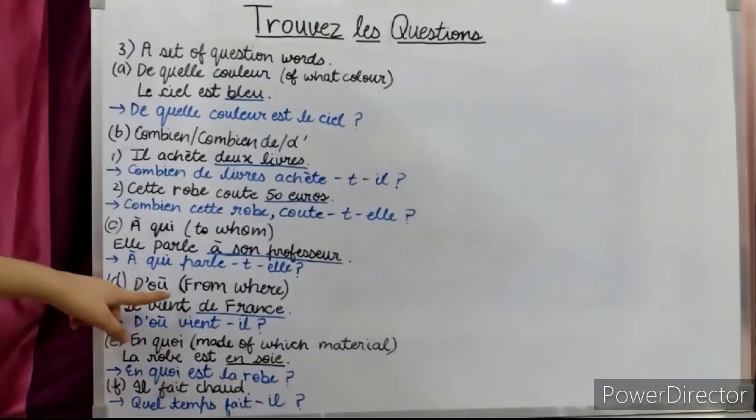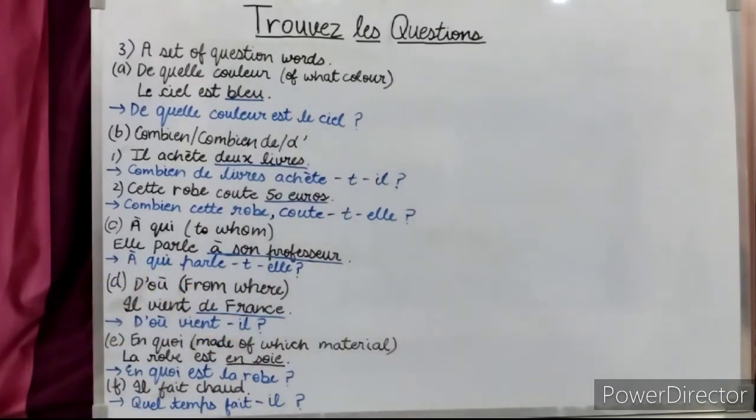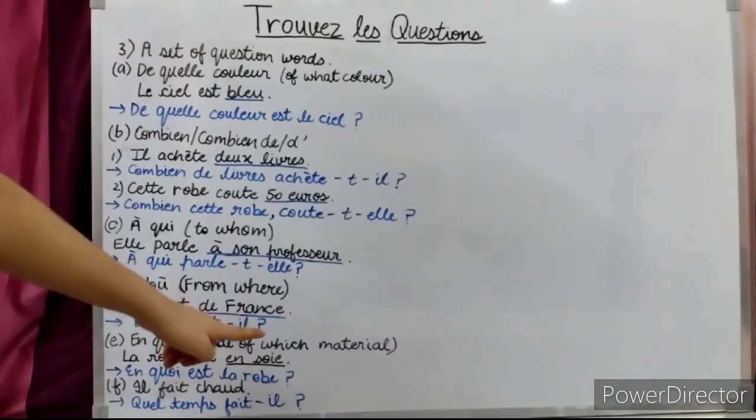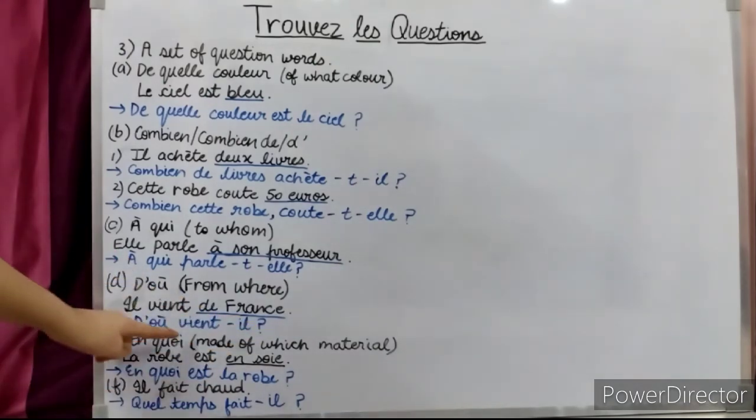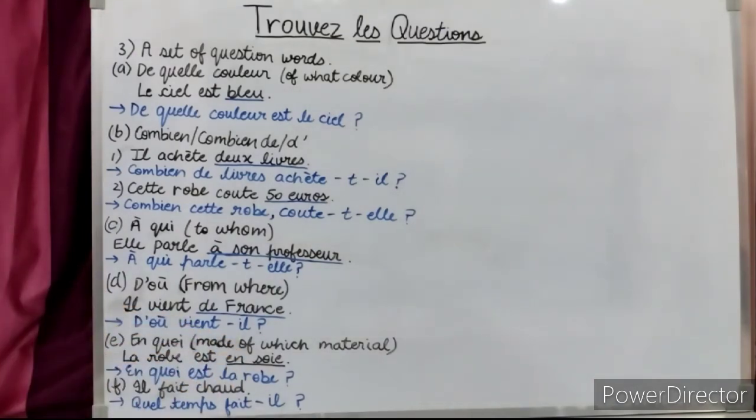So let's see the D part. D'où. D'où is from where. Il vient de France. He comes from France. D'où vient-il? From where does he come? E part is en quoi.